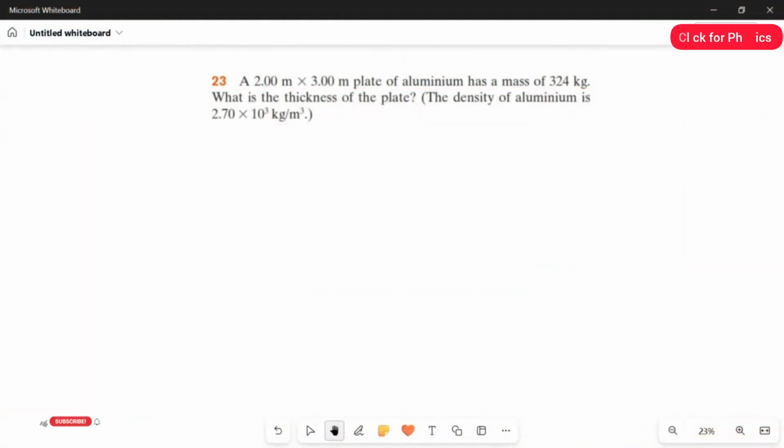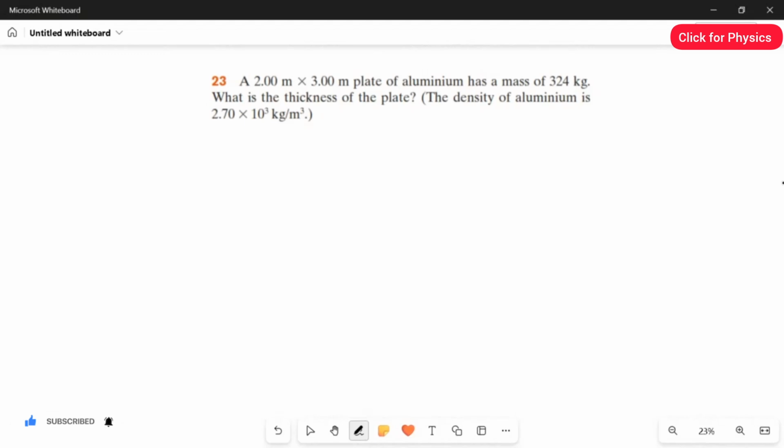Question number 23. A 2-meter cross 3-meter plate of aluminium has a mass of 324 kilogram. What is the thickness of the plate? Given the density of aluminium is 2.7 multiplied 10 power 3 kilogram per meter cube. So in this question, we have to find the thickness of the plate. And let's see the given first. What is given in this question?